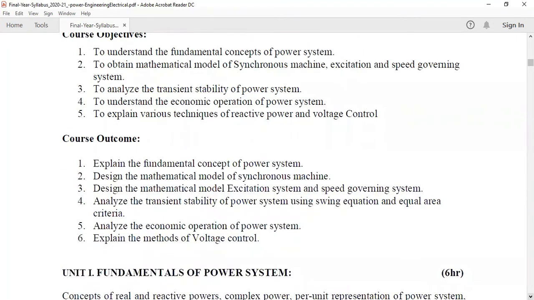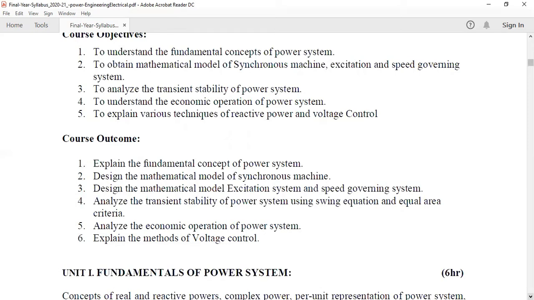Let's see the course outcome. At the end of the course, students will be able to explain the fundamental concepts of power system, design the mathematical model of synchronous machine, design the mathematical model of excitation system and speed governing system, analyze the transient stability of power system using swing equation and equal area criteria, analyze the economic operation of the power system, and explain the methods of voltage control.